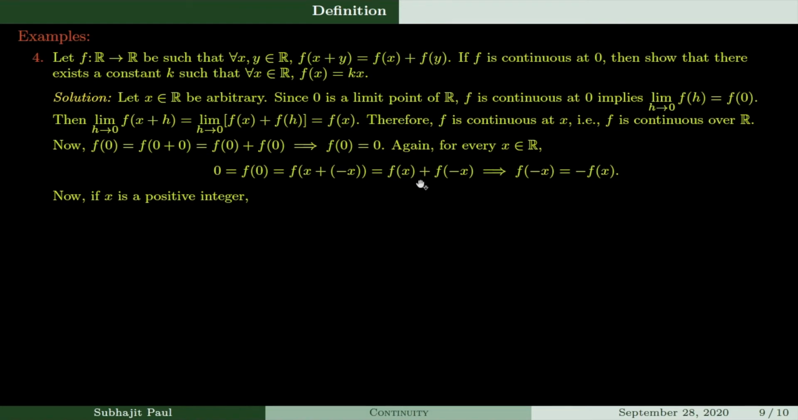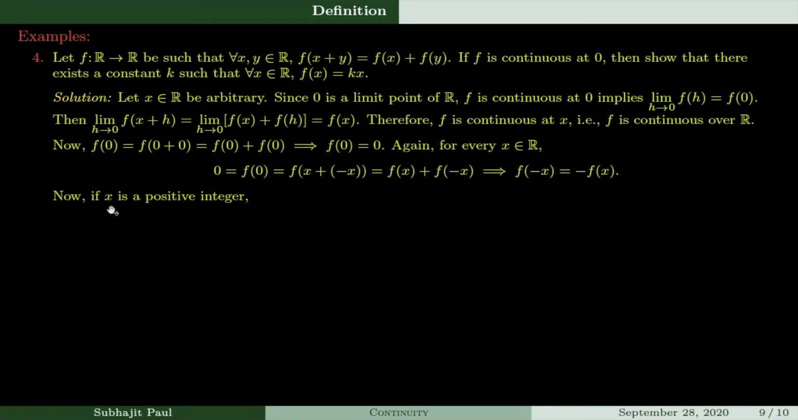What is left is we are going to show the rest, f of x equals kx, in the following way. Let x be a positive integer; we will show that f of x equals kx. Next, x will be an integer; we will show f of x equals the same kx for the same constant k. Next, we will assume x is a rational number, then f of x will be k times x again. Then we will assume x is any real number, and show that f of x equals kx holds for that as well.